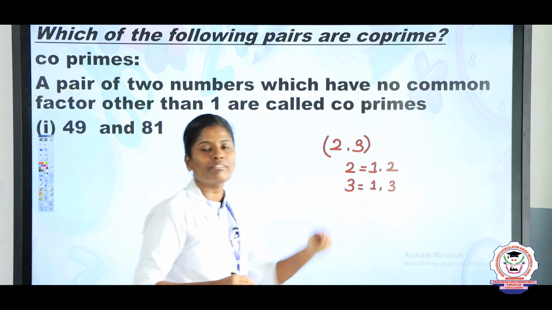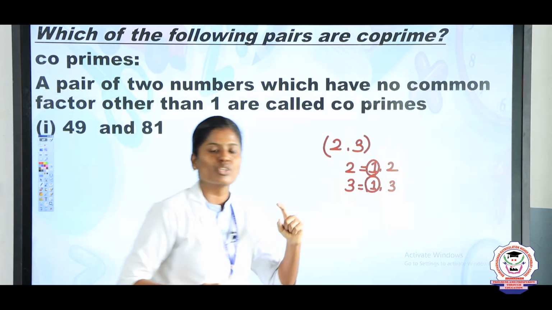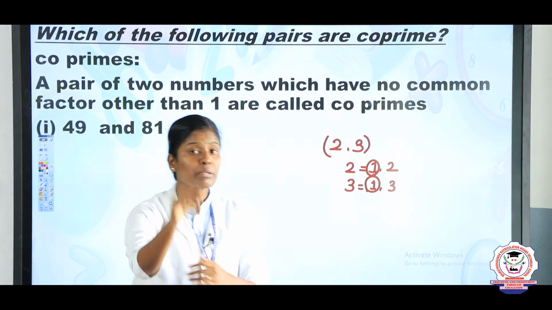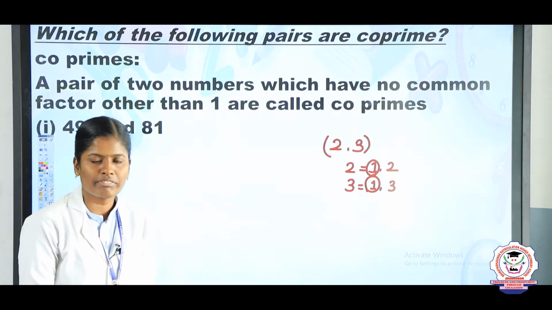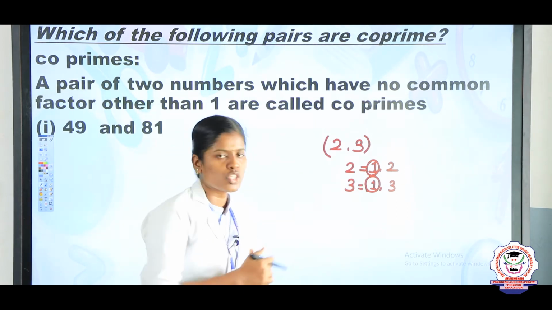Here, the common factor is 1. What is the common factor? 1. So, this is called co-prime. What is meant by co-prime? Co-prime means a pair of two numbers which have no common factor other than 1. Here we got the number 1. This is called co-prime.